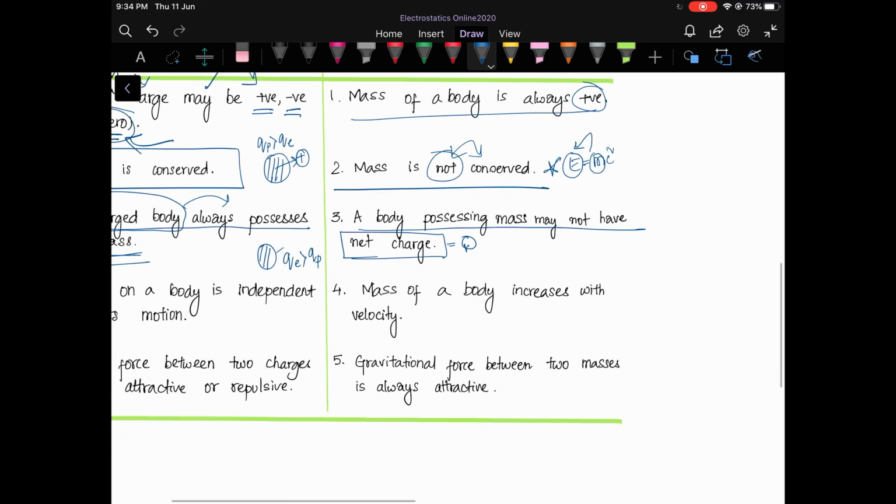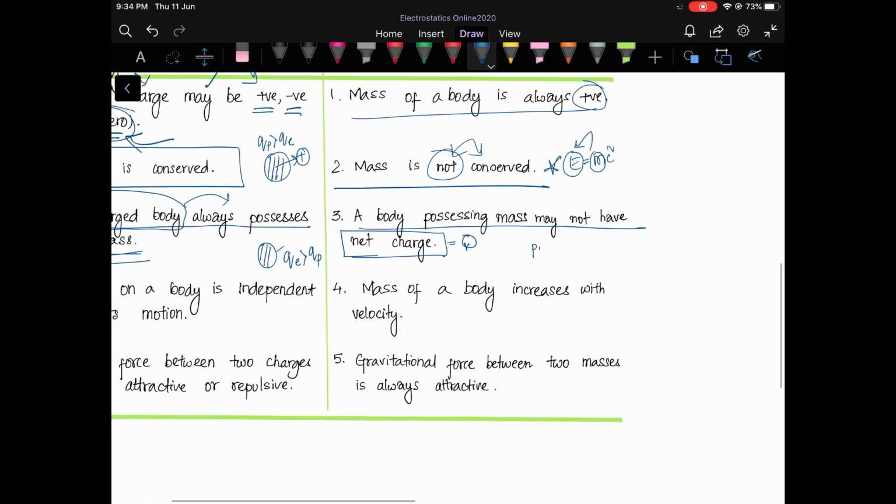And this is also possible because if you have two protons, like your helium, and you have 2 electrons, notice you will have mass because you have protons and electrons, but the net charge will be equal to 0. That means it is not necessary for a body which has mass to also have net charge.